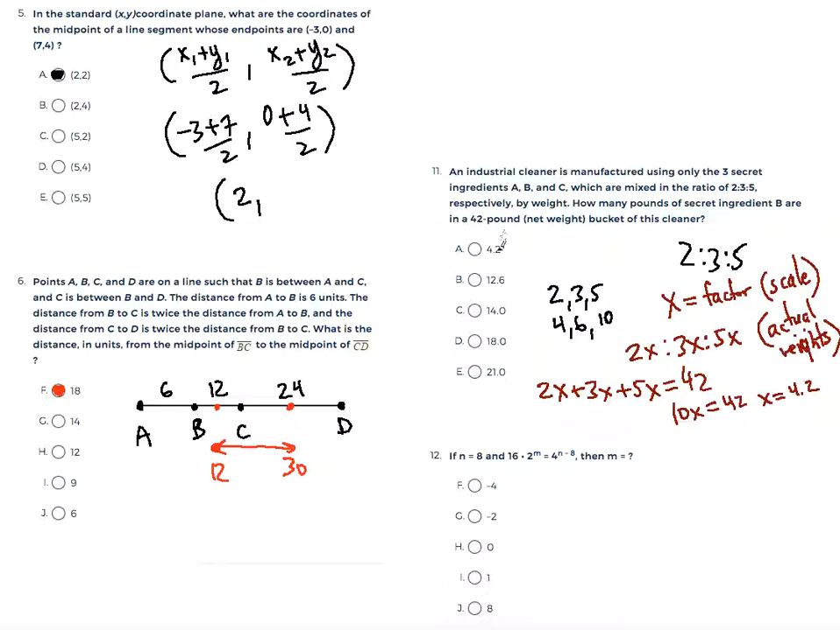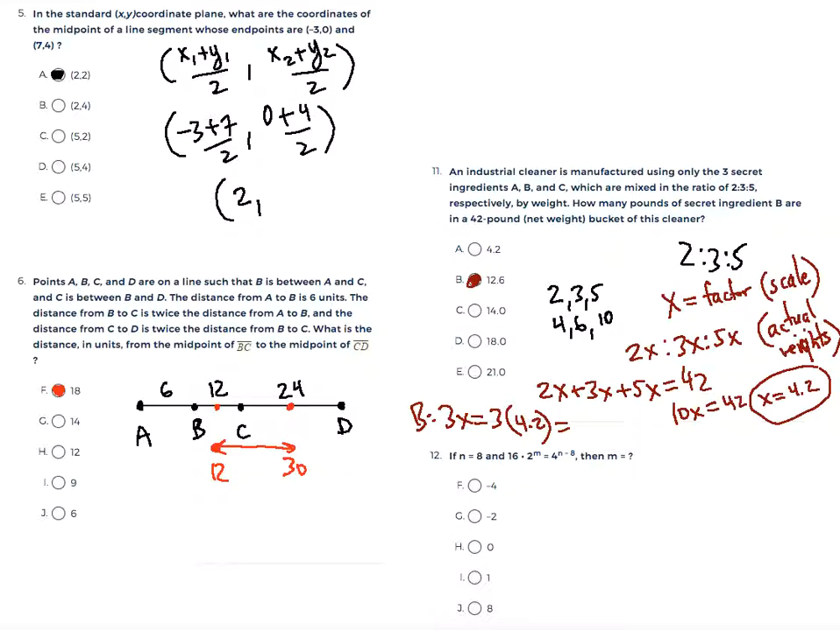So now we're asked to find the number of pounds of secret ingredient B. Now B corresponds to the 3, the middle ratio number here. So 3x is the actual weight of B, right? 3x is equal to 3 times 4.2 because we found x to be 4.2, right? So 3 times 4.2. Use your calculator. 4 times 3 is 12. 0.2 times 3 is 0.6. 12.6. There you go. That's the right answer.